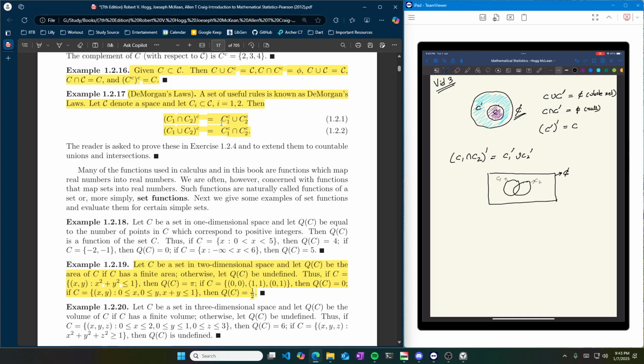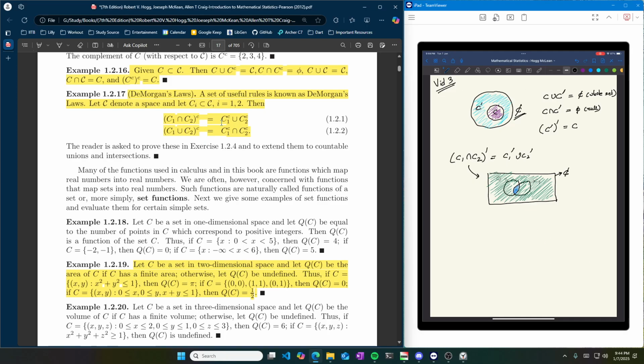C1 intersection C2 would be what? It would be this portion, right? And what would be the complement of it? It would be everything else. This whole space, anything except for the blue part. Right? This we have drawn from this.